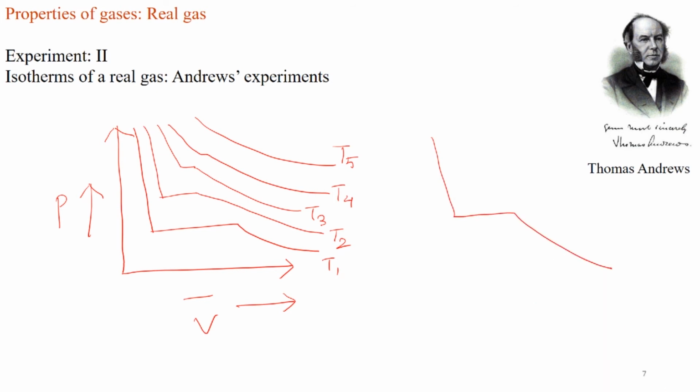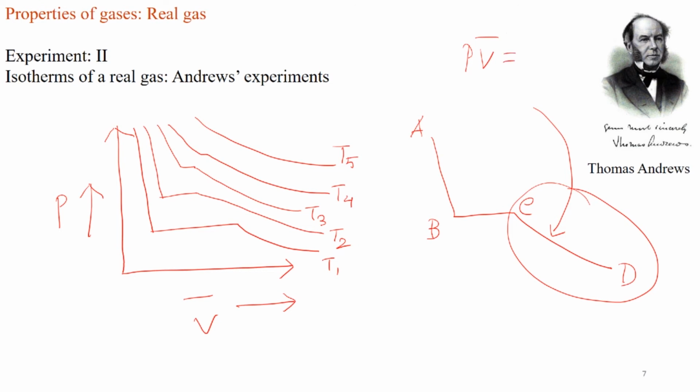Now look at the shape of this curve. Let us also label the entire curve as A, B, C, D. Let us first look at the CD region. This region occurs at a low pressure where the volume is very high. Here the gas behaves ideally. So we can write the equation of state as PV equal to RT, but only for this region.